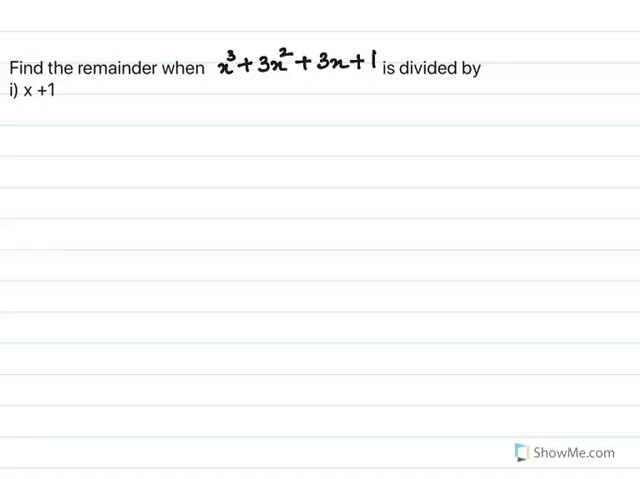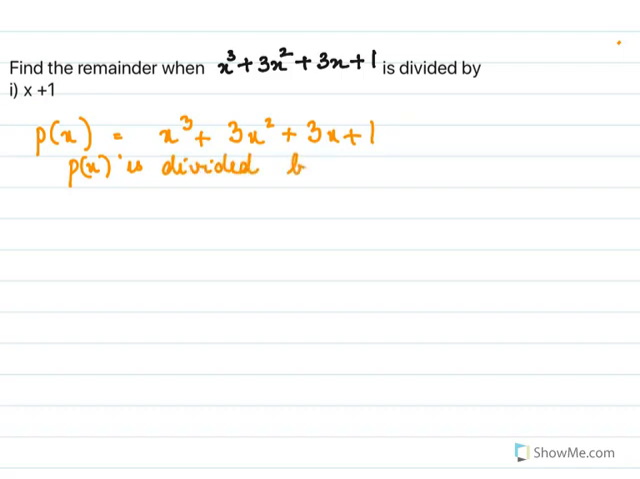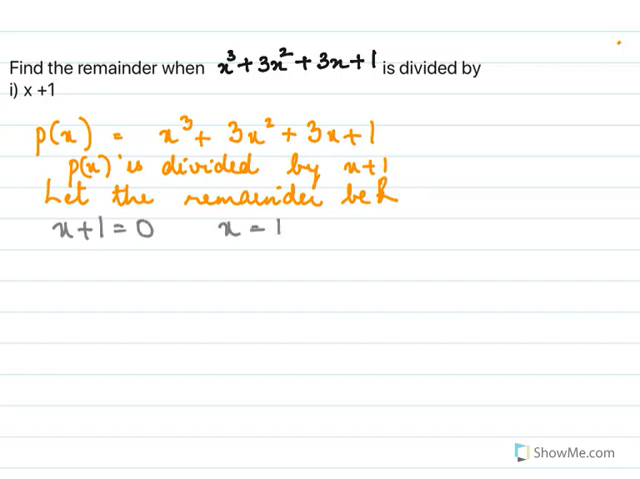Find the remainder when p of x, x cubed plus 3x squared plus 3x plus 1, is divided by x plus 1. So we name the polynomial p of x, which is x cubed plus 3x squared plus 3x plus 1. Now p of x is divided by x plus 1. Let the remainder be r. Now to find r, we set x plus 1 equal to 0, so x equals minus 1.